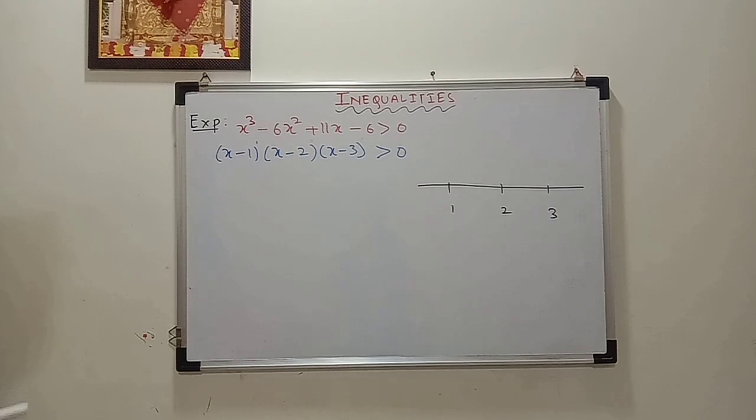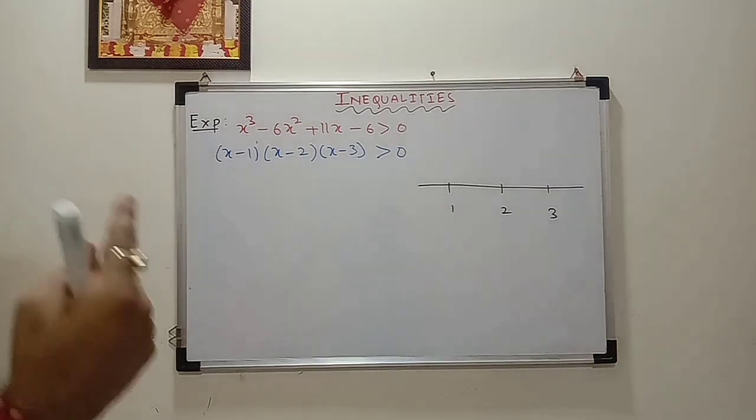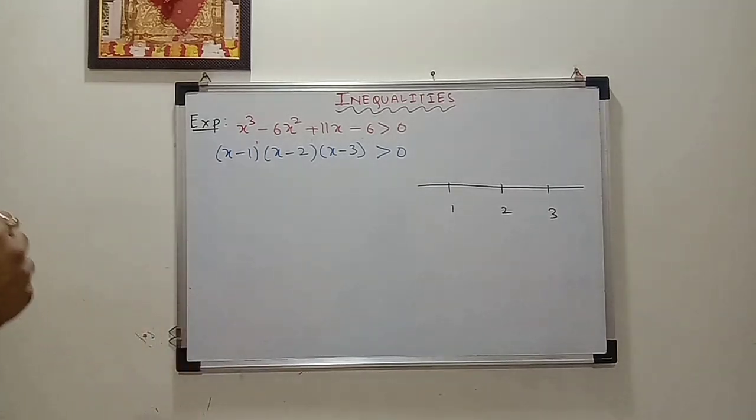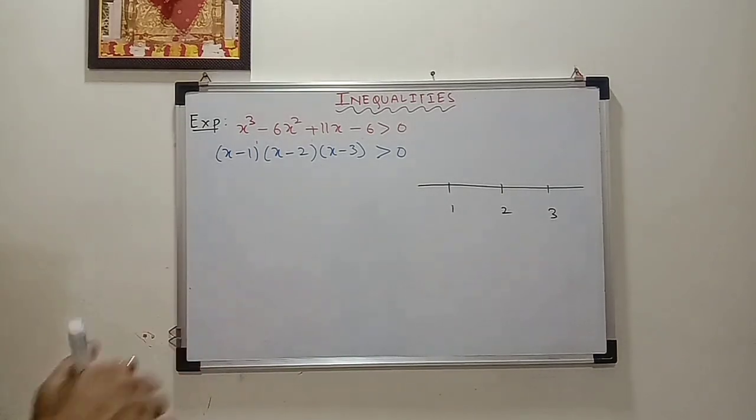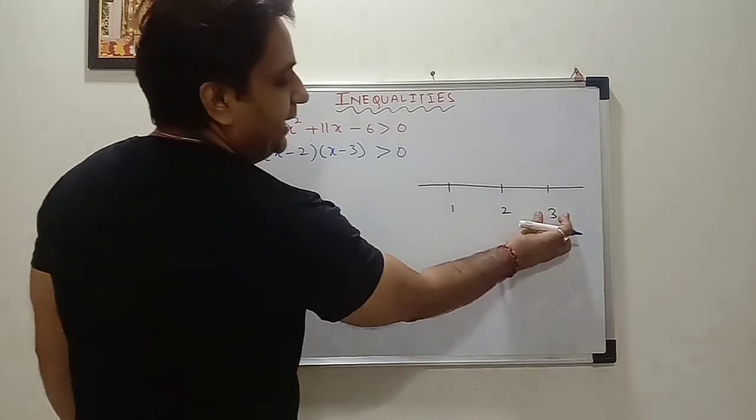Okay. Now what is the next rule? The next rule is to put the positive sign on the rightmost side and then change the sign for odd power brackets. So we'll see that it is the rightmost.